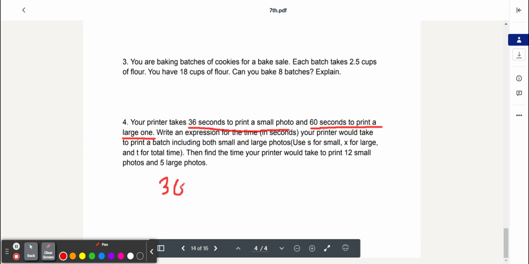So we know it takes 36 seconds for every small photo. And then it takes 60 seconds for every large photo. Now, if you wanted to find the total time it took, and you're printing a mix of both, what's the total time? That's right, you add these two. Because let's say you had 2 of these and 1 of those, then it takes 36 seconds for each, which is why it's being multiplied here. But then afterwards, you would add the 2 total times. Add the 2 times to get your total, and T stands for total time.